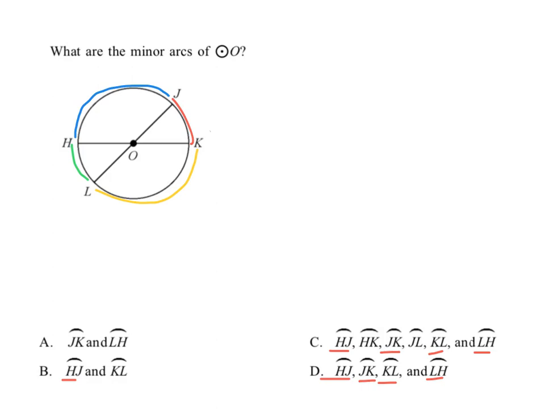Now, C and D both have that. Oh, and KL was here, sorry, and JK was here, LH is here, so that has them, but A and B don't have them all. And what's extra on C?